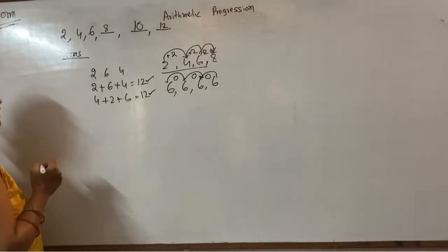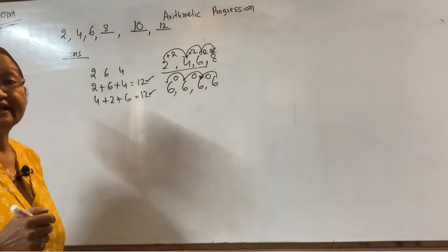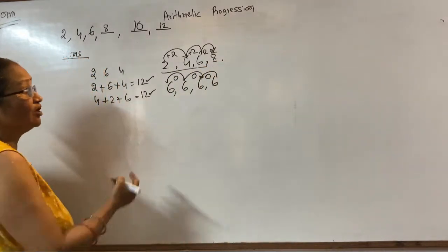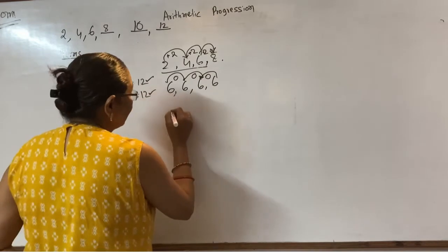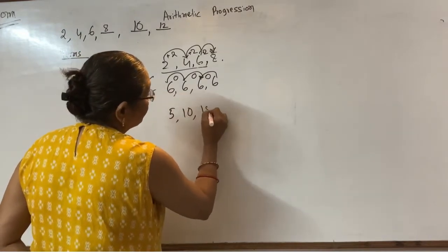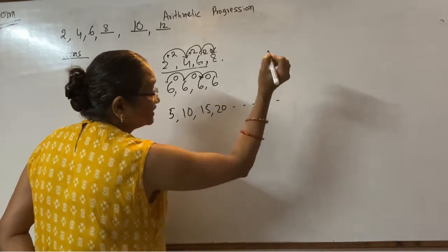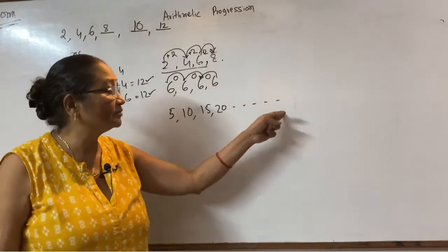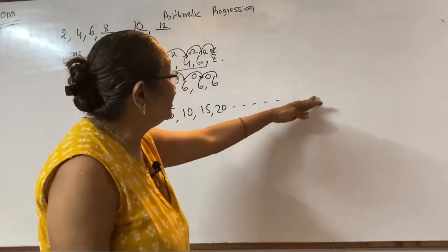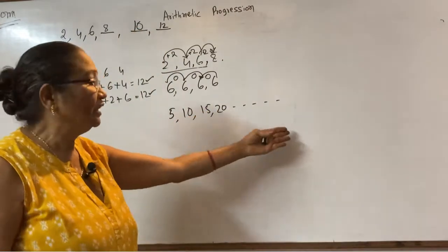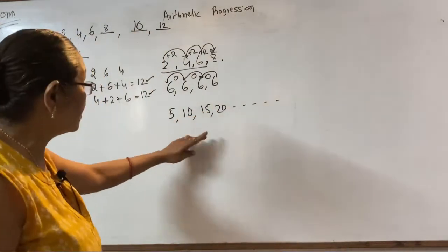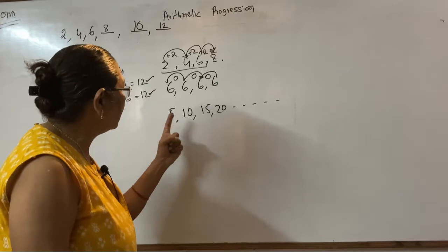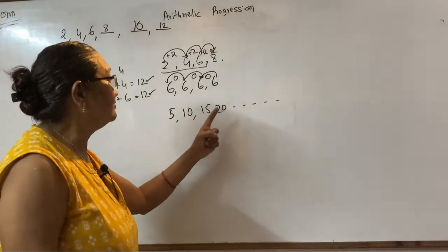So in AP there are two types of APs. One is finite, another is infinite. Finite means, suppose you see this is finite because it is ending over here. But suppose I write 5, 10, 15, 20, like this. The numbers are countless, isn't it? Infinite. We don't know how far this has gone. 5 plus 5 is 10, 10 plus 5 is 15. 10 minus 5 is 5, 15 minus 10 is 5, 20 minus 15 is 5.